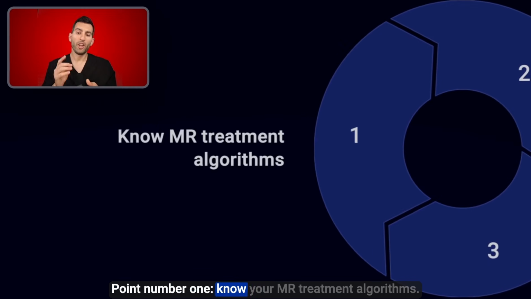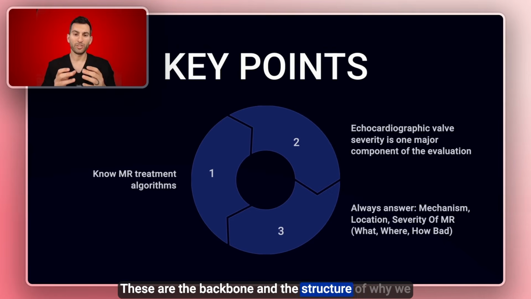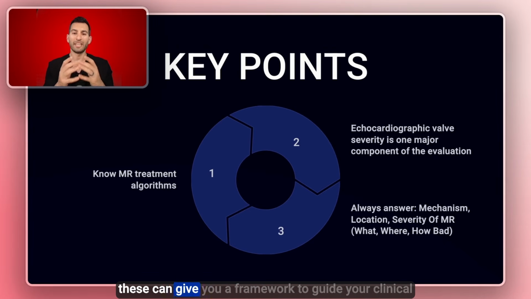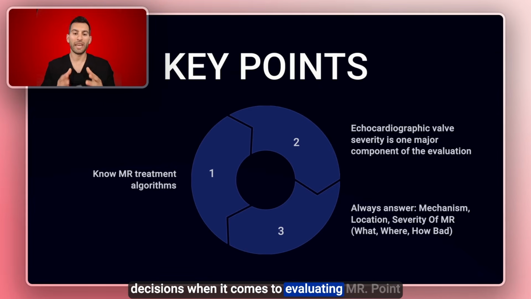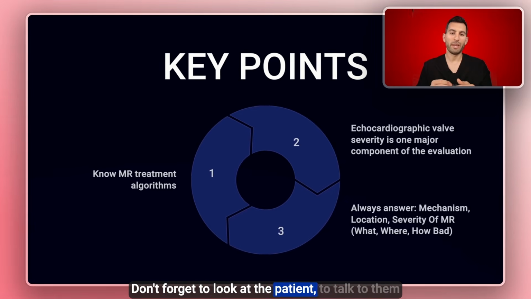Point number 1, know your MR treatment algorithms. These are the backbone and the structure of why we would even evaluate the mitral valve. Knowing these can give you a framework to guide your clinical decisions when it comes to evaluating MR. Point number 2, echocardiographic valve severity is just one major component of the whole evaluation. Don't forget to look at the patient, to talk to them preoperatively, assess their symptoms, look at their lab work, and consider other features as well that go into the entire assessment of the patient.